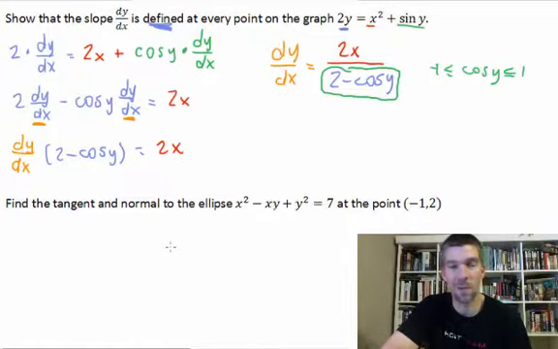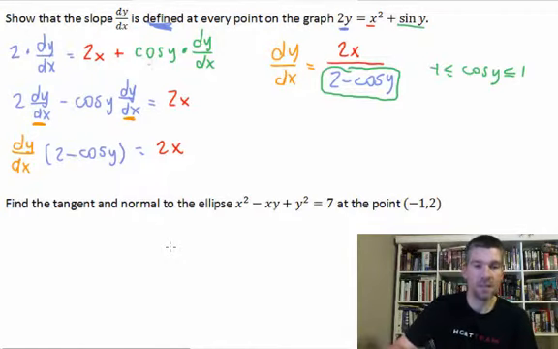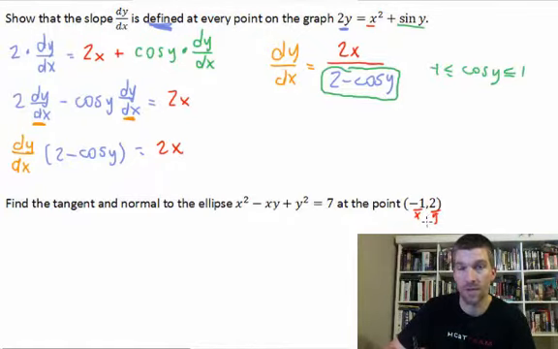Alright, so in this example we're going to wrap up this part by taking the derivative of the equation of an ellipse, and not only that, finding a normal line and a tangent line at a specific point. Okay? Sounds tough. It's not bad. Here's the deal. When they give us a value for x and a value for y, they're giving us two critical pieces of information.